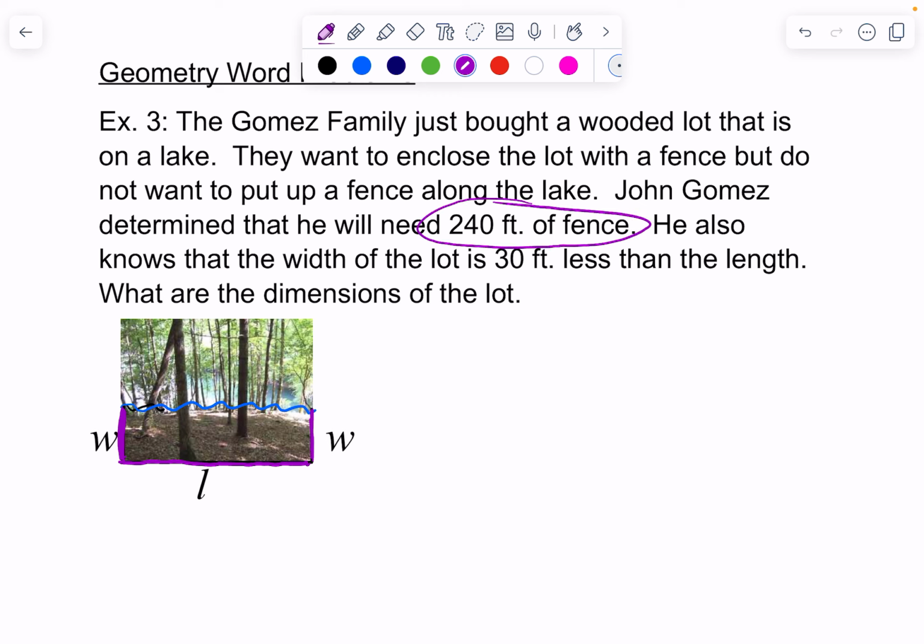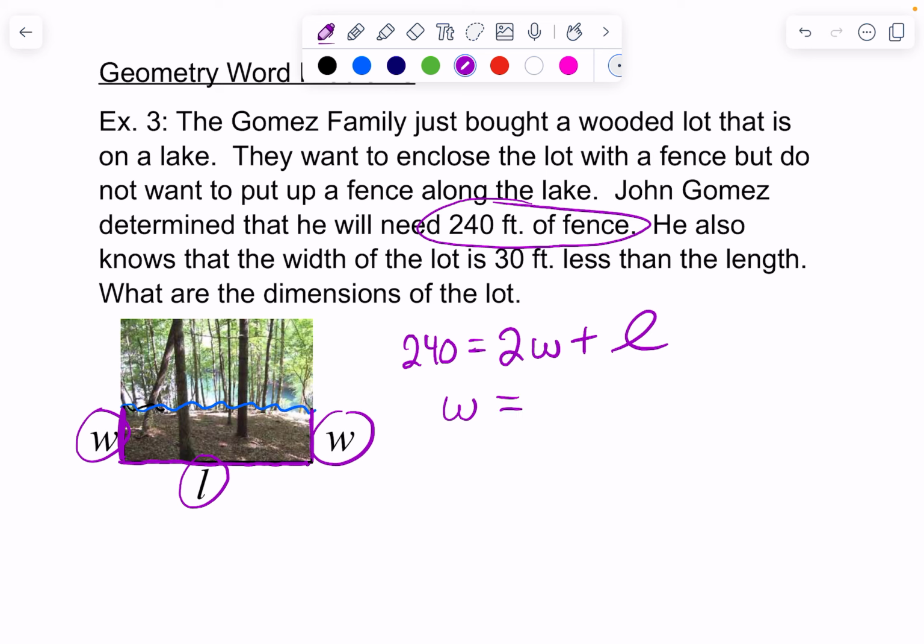Well, let's think about that. 240 feet are needed for one width, two widths, plus the length. We know that. That's a fact. That's how much fencing we're going to need for the three sides of the fence. He also knows that the width of the lot, W, is 30 feet less than the length. So the width is the length minus 30 feet.